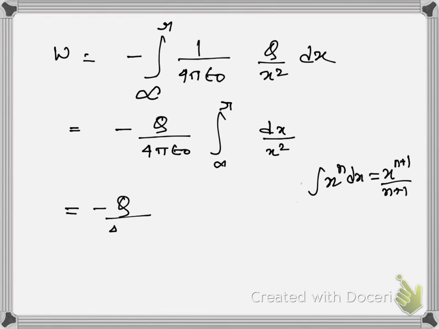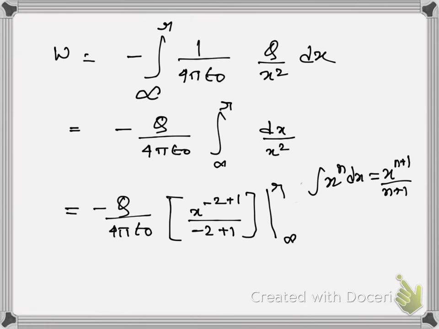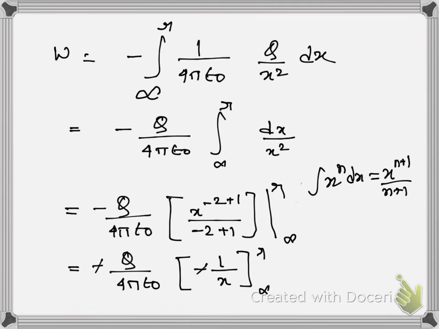So minus q by 4 pi epsilon naught, x to the power minus 2 plus 1 divided by minus 2 plus 1, the limits being from infinity to r, minus q by 4 pi epsilon naught, which will give me minus 1 by x. So from here I can cancel out the two minus signs. Now I need to substitute the higher limit and the lower limit in place of x.